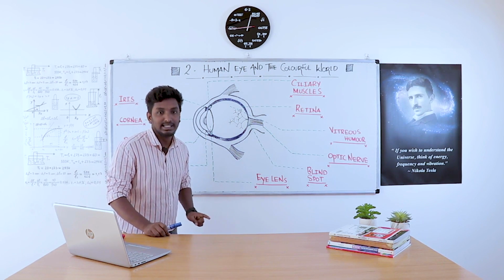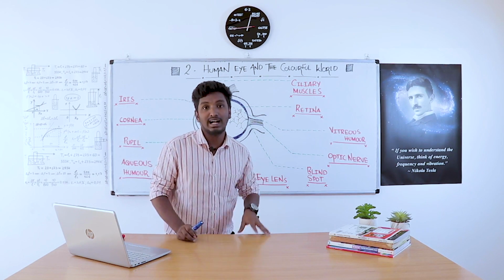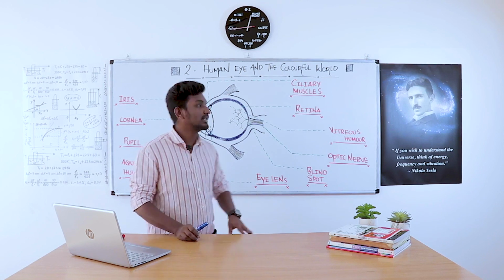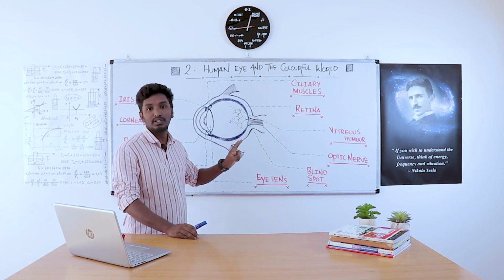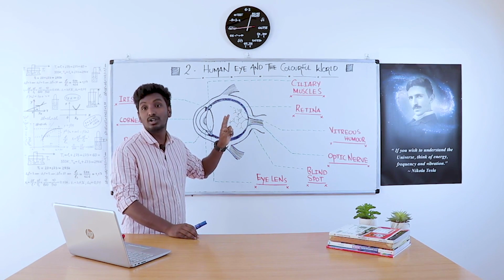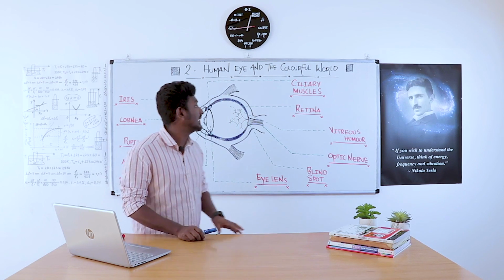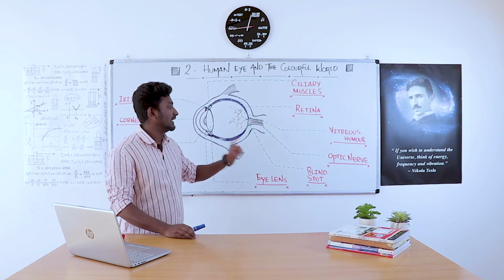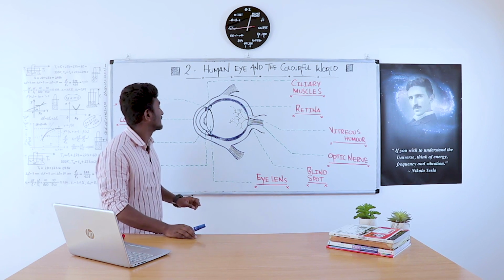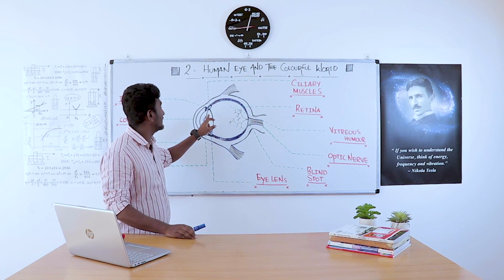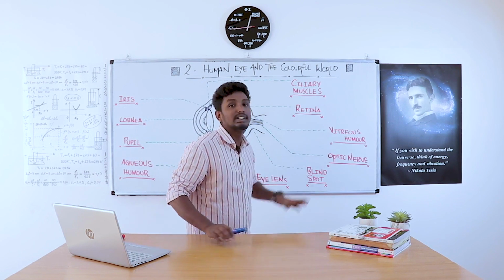Next is the retina. Retina is a screen in our eye where the image is formed. So the image is formed on the retina. That is the first point. Second point, the retina contains rod cells and cone cells. Next is vitreous humor. The space between the eye lens and the retina is filled by a fluid called vitreous humor.